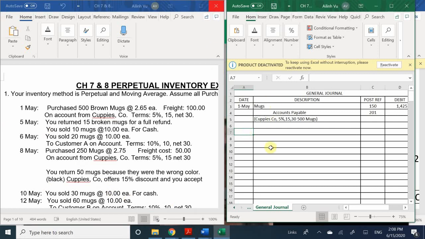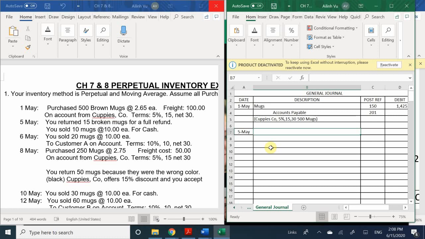So here we're going to recognize the 5th of May. What did we do? Purchase, returns, and allowances. What inventory method are we using? Perpetual. So do we ever use purchase, returns, and allowances? No, because it's coming straight out of the inventory.